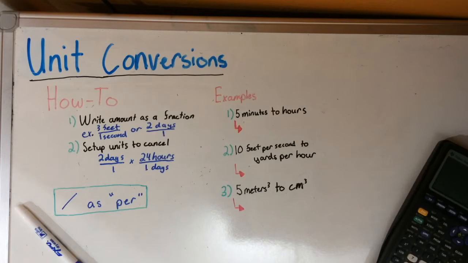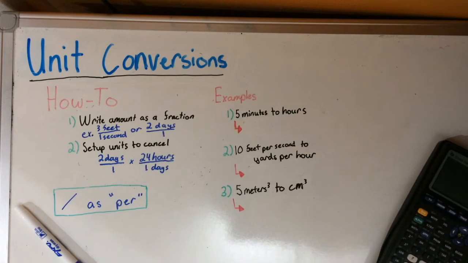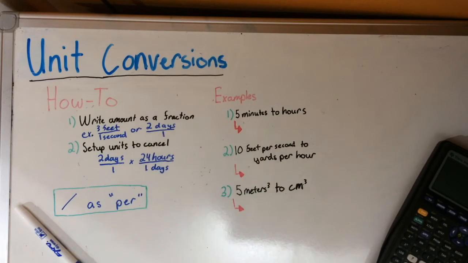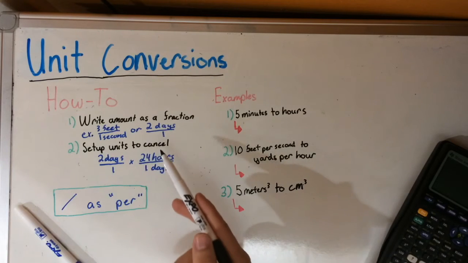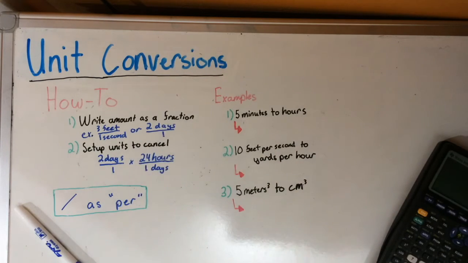Alright, let's get started. So to do a unit conversion, step one, you want to write your amount out as a fraction. So if I'm given 3 feet per second, I'll write 3 feet over 1 second. Or if I'm just given a scalar quantity, for example, 2 days, I'll write 2 days over 1 since there's no per. So the next step is to set up your units so that they cancel out.